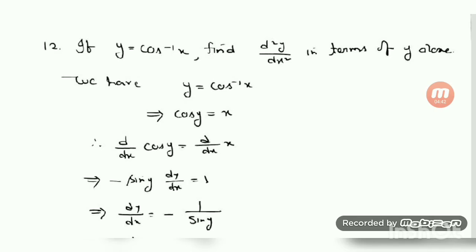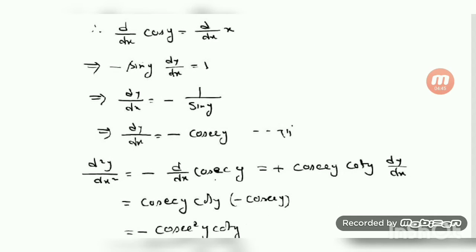Our aim is to get d2y/dx2, right? So again I take d/dx of dy/dx, that is d/dx of minus cosec y. Minus comes outside. Then d/dx of cosec y: think of y as x, the cosec x formula can be used. The cosec x formula is minus cosec x cot x, so minus minus becomes plus cosec y cot y into dy/dx. As you know dy/dx from 1, you can substitute it. So it equals cosec y cot y, and the value of dy/dx is minus cosec y. Then this is negative cosec y into cosec y, that is minus cosec square y cot y. And you see the answer comes in terms of y. So this is your required answer. Hope you understand it.